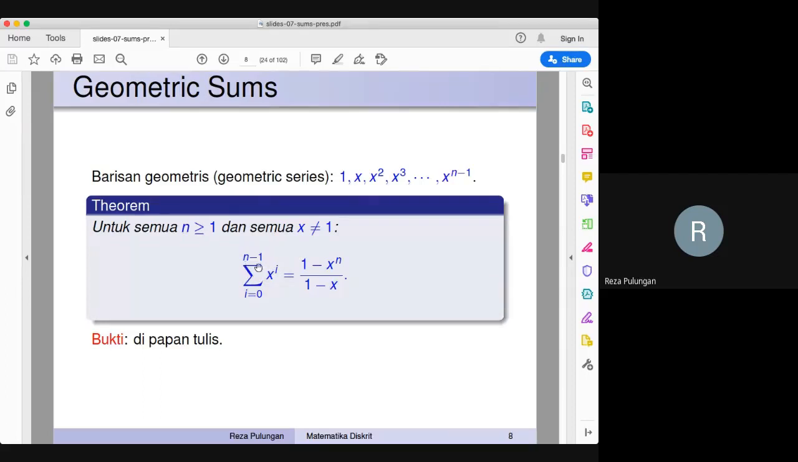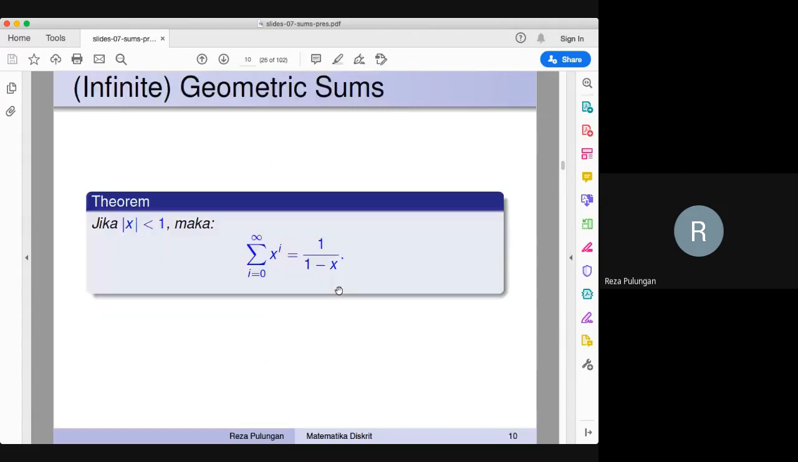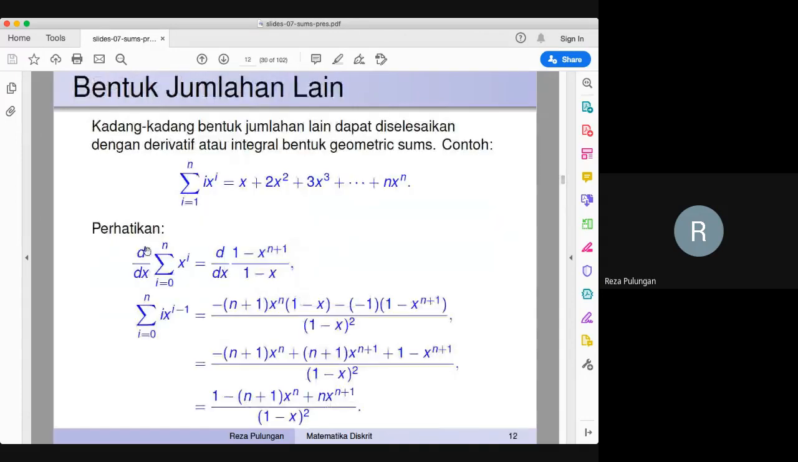This summation is the summation from i equals 0 until n minus 1 of x to the power of i, which is equal to 1 minus x to the power of n divided by 1 minus x. And then I take the derivative of that one. The derivative d divided by dx of this summation here, x to the power of n. Well, what about this one?